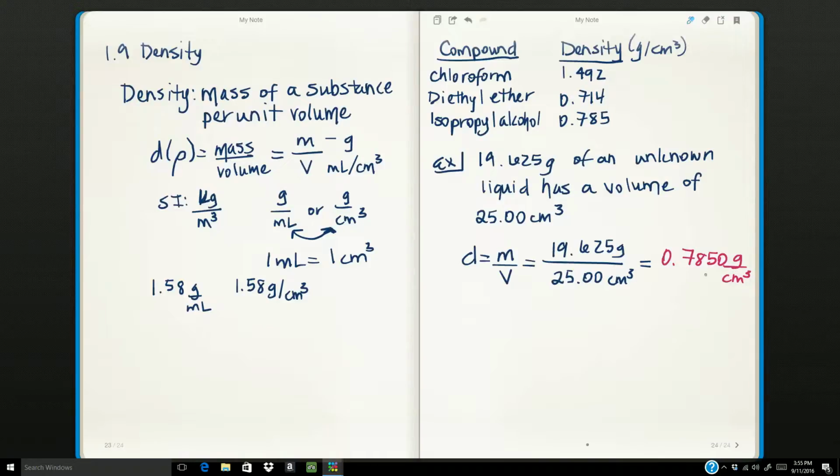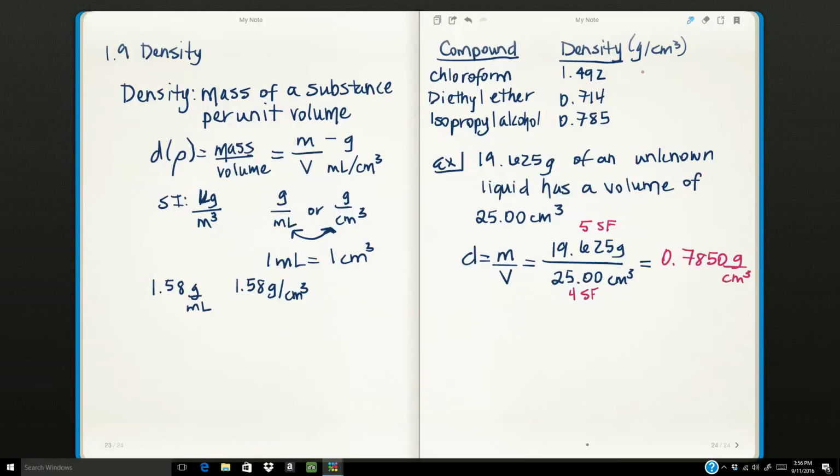So this number has 4 significant figures because the number with the least amount of significant figures is 25.00, so it has 4 sig figs, and 19.625 has 5 sig figs. So remember, we're going to follow our rules for multiplication and division here. Whichever number has the least amount of sig figs is the amount of significant figures that should be in your answer. So our final answer is 0.7850 grams per cubic centimeter.